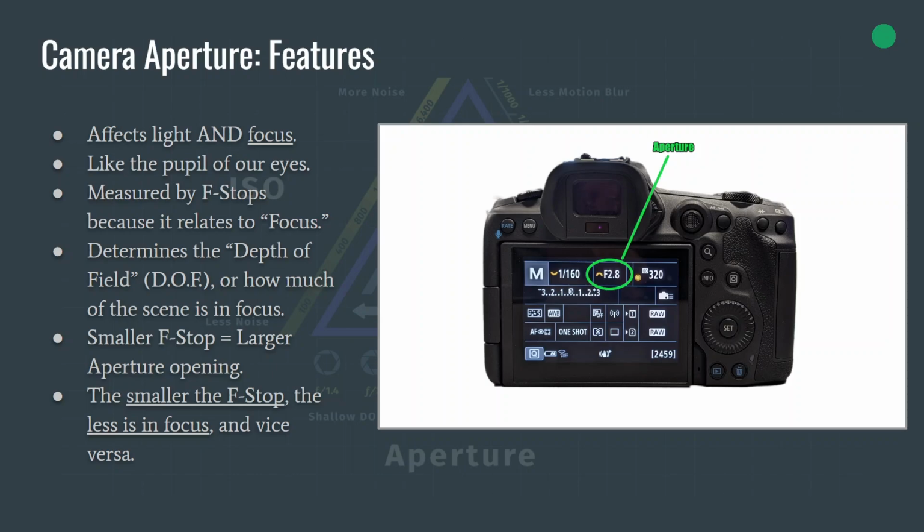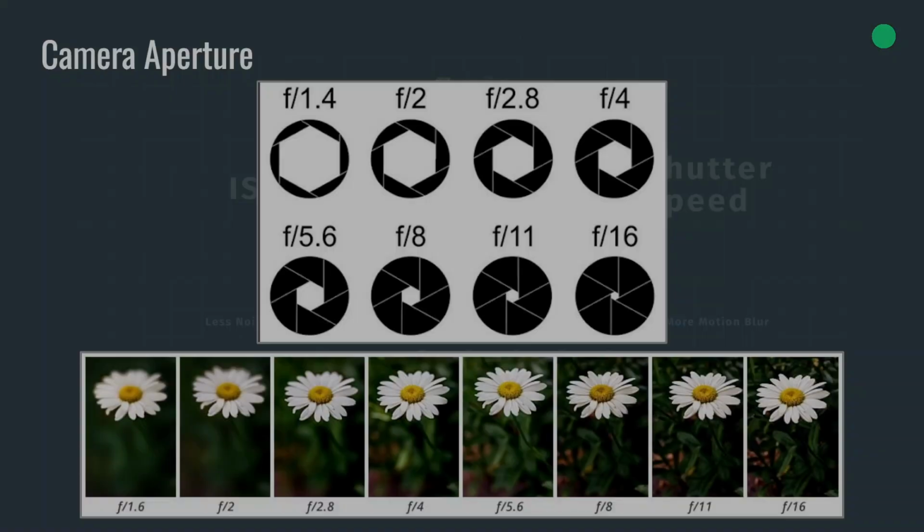Okay, I'll say that part again to help you remember it. The smaller the f-stop number, the less is in focus, and then vice versa. The higher the number is, so the bigger you can make that F number, like F20 or higher, the more is in focus. So bigger areas will be in focus. So let's go over a few examples.